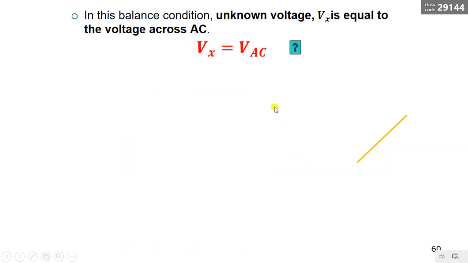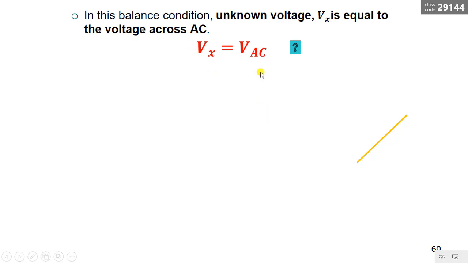Okay, so in other words, kalau kita boleh kira nilai voltage across the length of the wire AC, kalau kita dapat nilai ni, it means that automatically kita akan dapat nilai untuk unknown voltage Vx kita.